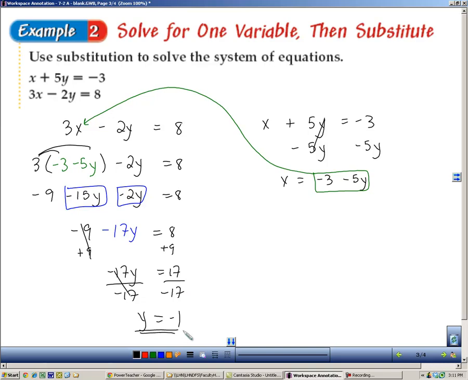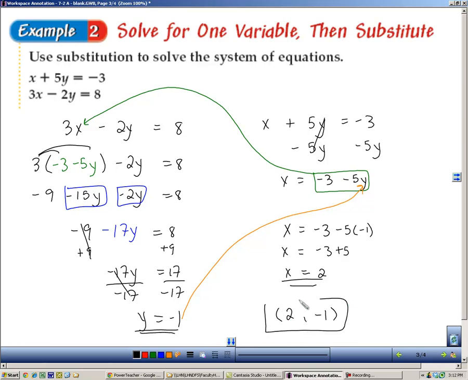That's part of my solution. It's not the whole thing, because now I got to find out what the x is. The best place to do that is where the x is isolated. So I'm going to take that negative 1 for y and put it right there. X equals negative 3 minus 5 times negative 1. So negative 3 plus 5. So x equals 2. Now when you write your ordered pair, some people will mistakenly write this as negative 1, 2 because they solve for the negative 1 first. You don't do that. You put the numbers in alphabetical order, so the x comes first and then the y.